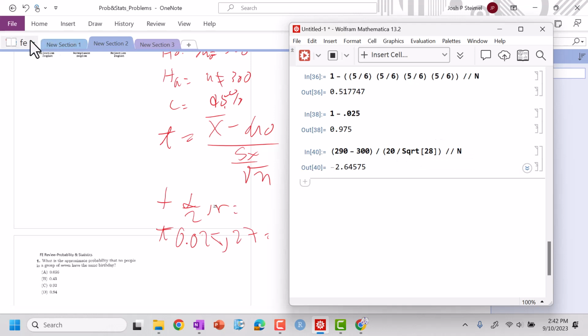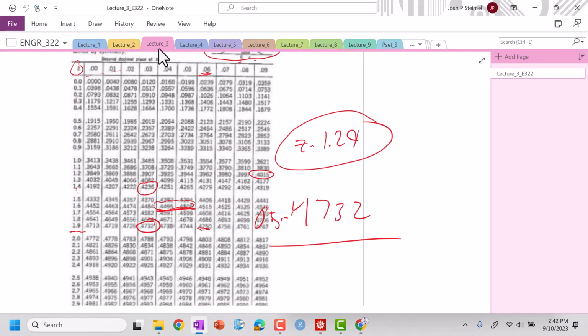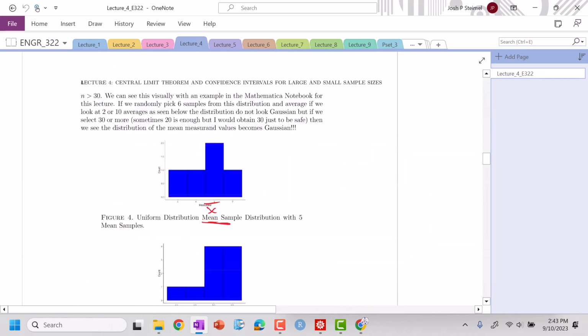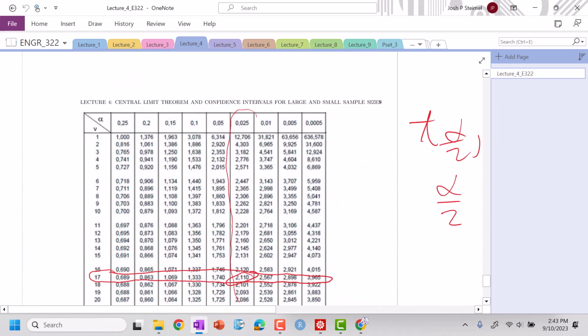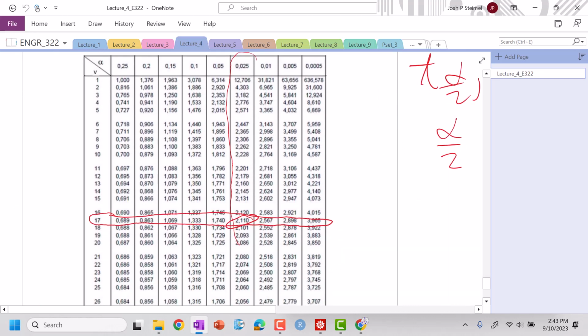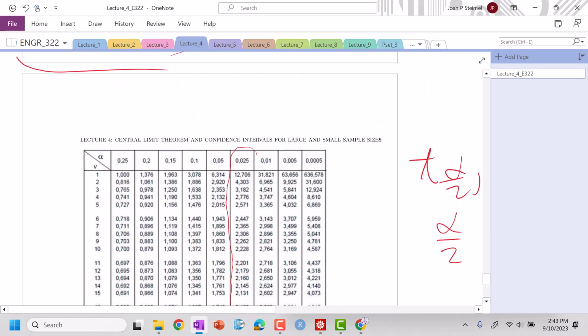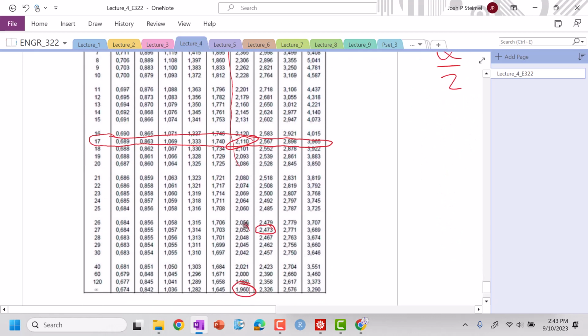So if we look at our table, all the way down, t of 0.025 with 27 degrees of freedom is going to be this, so 2.473. Actually, not that one. It's going to be 2.025.